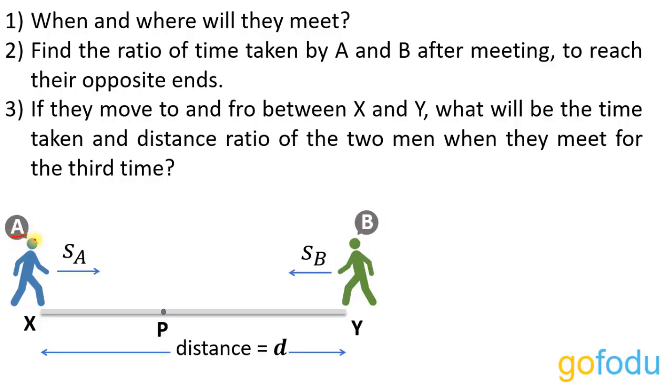Two persons A and B leave simultaneously from X and Y. They leave at the same time to meet somewhere on XY. Speed of A is SA. Speed of B is SB.